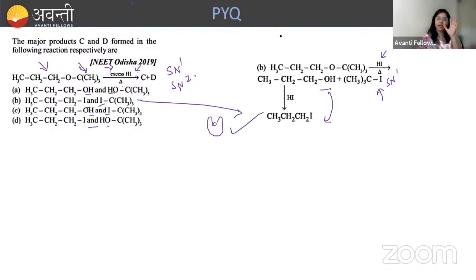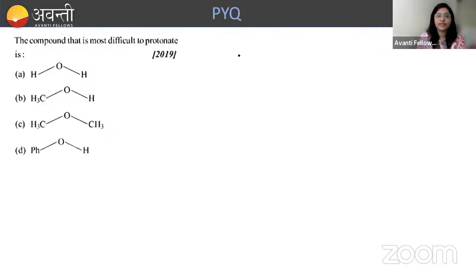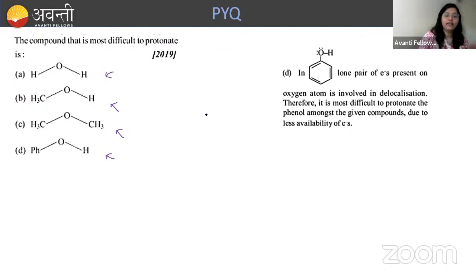Okay, everyone. Such types of reactions are asked from this section. Next, the compound that is most difficult to protonate is. So, which is most difficult to protonate? H2O, alcohol. This is our ether and this is our phenol. Which is difficult to protonate? What do you think? Yes, see here. Here in the molecule D, that is our phenol molecule. This is how the phenol molecule looks, you know the structure. This is the structure of the phenol molecule.